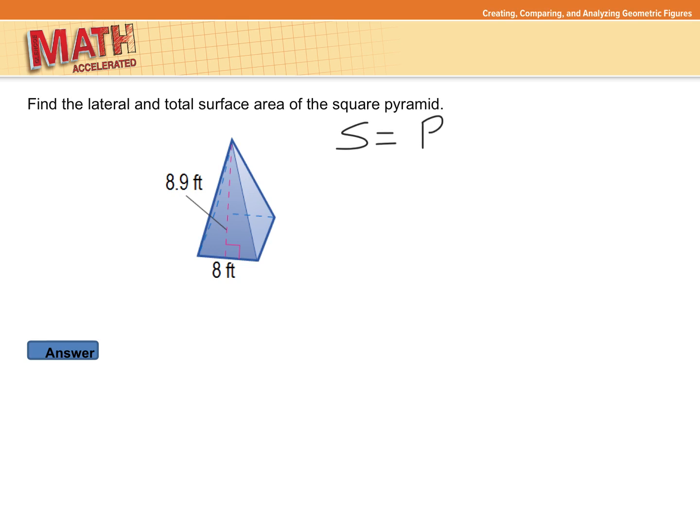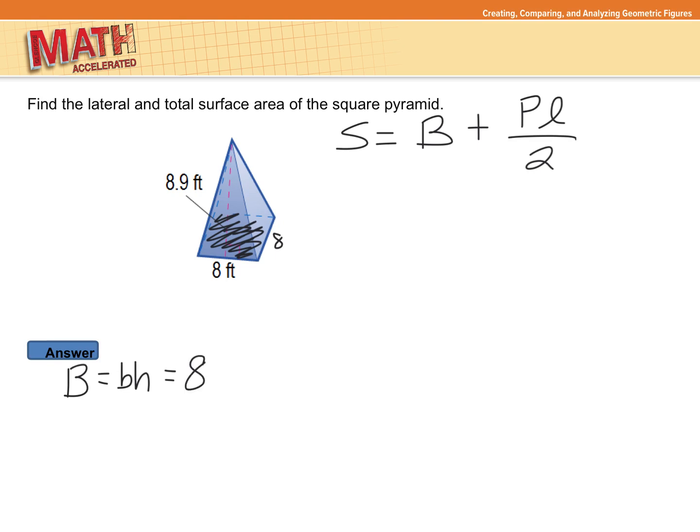So again, we're following surface area equals capital B plus P times L divided by 2. So let's find capital B. What does capital B stand for? Area of the base. What is my base shape? It's a square. Okay. They should have put an 8 there. How do I find the area of a rectangle or a square? Length times width, or I'm going to say base times height. What is the base and the height of that shape that I just shaded? 8 and 8. Yep, 8 times 8 is 64. So we found capital B.